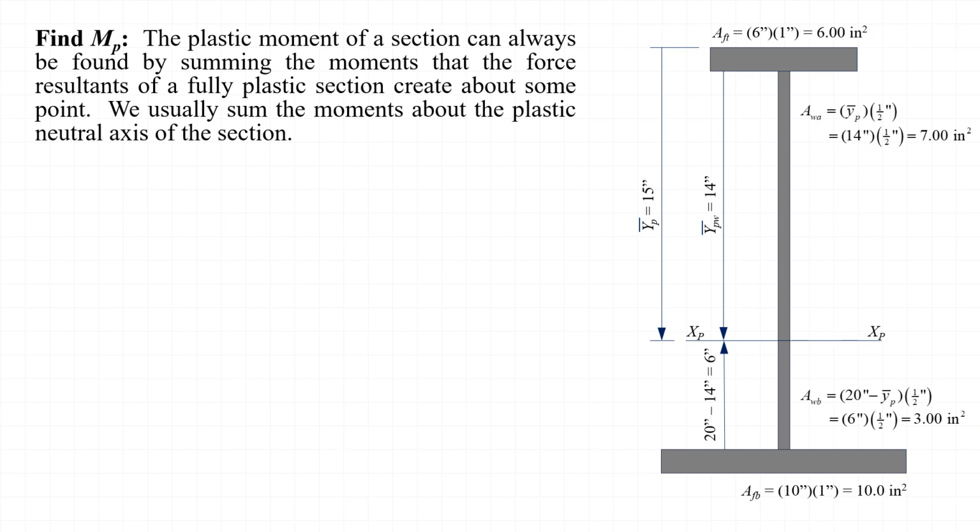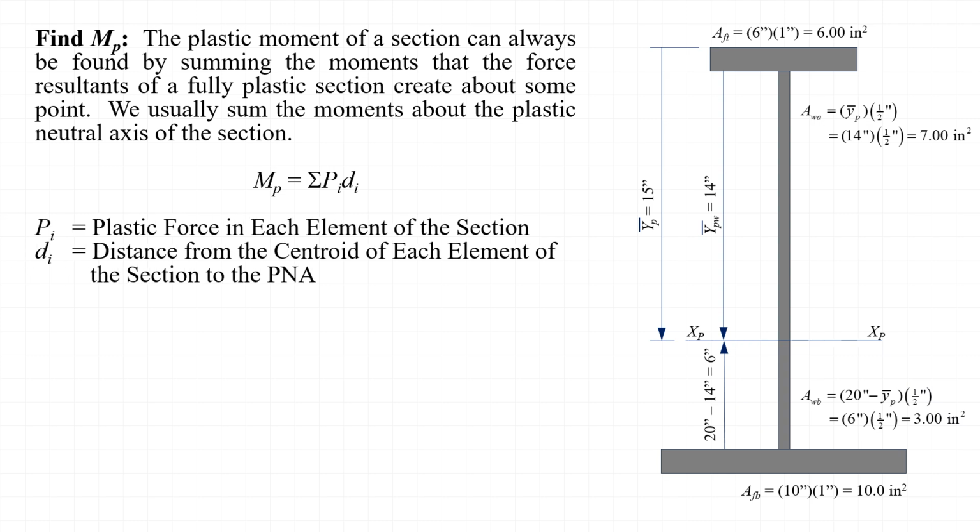After the location of the plastic neutral axis has been determined, the magnitude of the plastic moment can be calculated. The plastic moment of a cross-section can always be found by summing the moments that the force resultants of a fully plastic section create about some point. We often choose to sum those moments about the plastic neutral axis of the cross-section. In this equation, M sub p is the plastic moment and P sub i is the plastic force resultant of each element in the cross-section. When we sum about the plastic neutral axis itself, d sub i is a distance measured from each of the plastic force resultants to the plastic neutral axis.